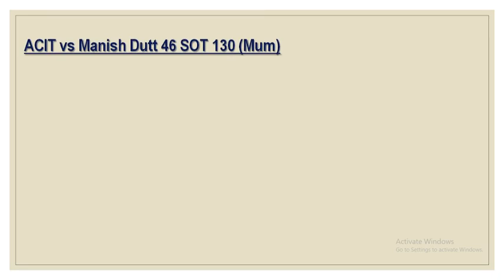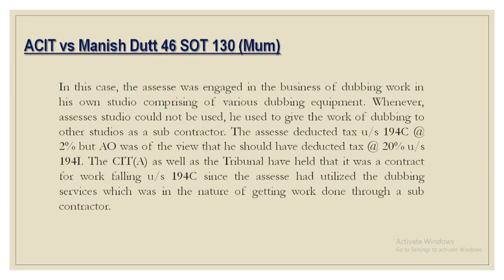Asset vs. Mainish Dutt, 46 SOT 130, Mumbai. In this case, the assessee was engaged in the business of dubbing work in his own studio comprising various dubbing equipment. Whenever his studio could not be used, he used to give the work of dubbing to other studios as a subcontractor. The assessee deducted tax under Section 194C at 2%, but the AO was of the view that he should have deducted tax at 20% under Section 194I. The CIT, as well as the tribunal, held that it was a contract for work falling under Section 194C, since the assessee had utilized the dubbing services, which was in the nature of getting work done through a subcontractor.